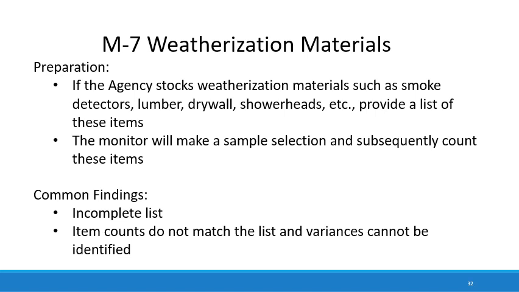Then we move on to weatherization materials. And again, if we're doing a remote monitoring, as we are currently, we are unable to perform this test. But if we are able to come on site, we would like to see a list of any weatherization materials that you stock, whether that be smoke detectors, lumber, drywall, shower heads, etc. So please provide us with a list of these materials and your current count. And when we're on site, we'll do a random count of probably 5 or 6 items.